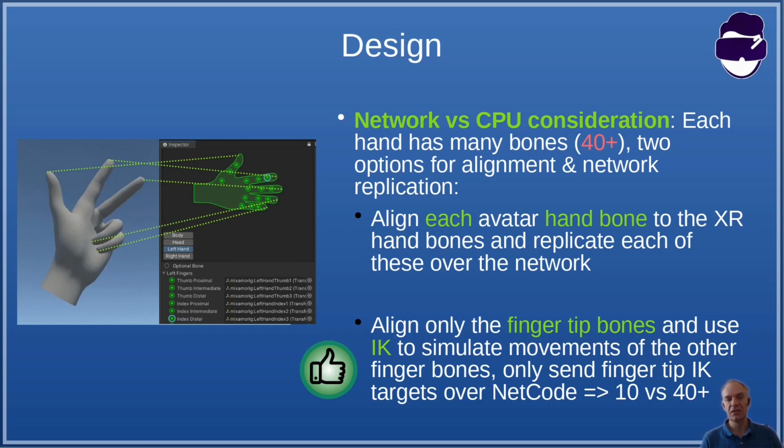First of all, let's just replicate all of the positions and rotations of each of the hand bones over the network. And you can imagine that's a lot of bones, like 40 plus bones that you need to replicate. Or let's say we only track the fingertips of the XR origin and we map those to the fingertips of the avatar. And we'll use inverse kinematics to simulate the movements of the other finger bones. And this way we would only need to send fingertip IK targets over netcode. So the CPU of the VR system will be more heavily loaded. So that's a trade-off, but I've decided to go with this option.